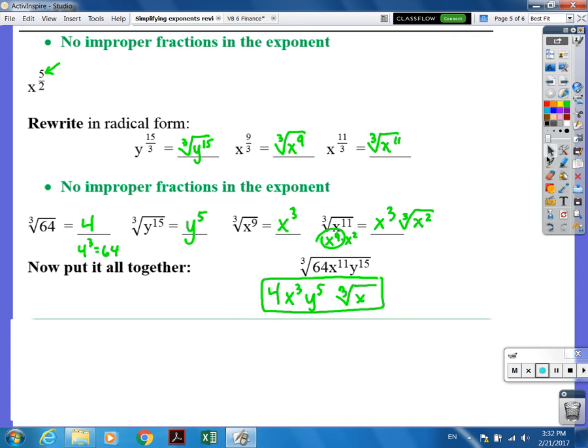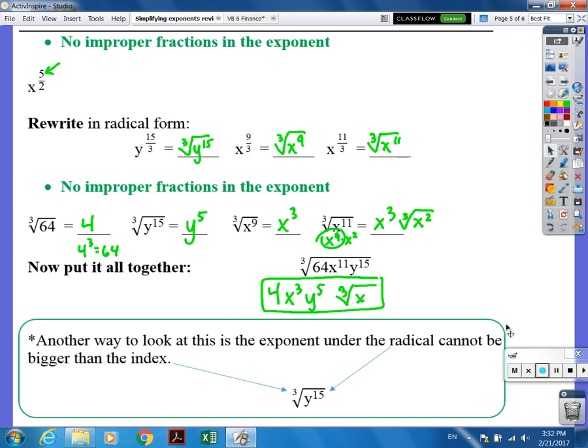And finally, another way to look at this. With this last rule, that's sometimes awkward. Another way to look at it is if the exponent underneath the radical is bigger than the index, you have a problem. That's just another way to look at improper fractions.